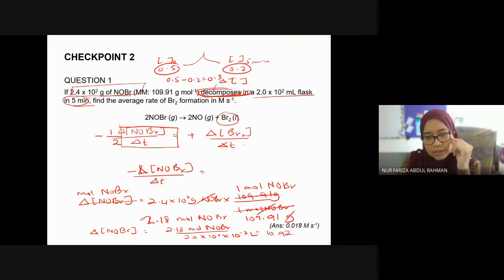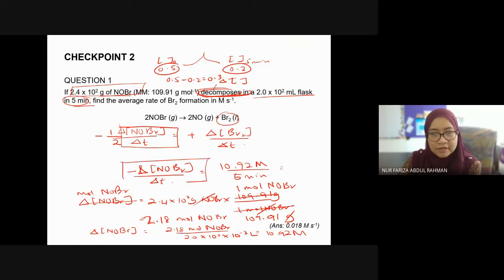10.92 is the molarity for NOBR. So this one is equal to 10.92 molarity divided by 5 minutes. This is already delta NOBR. Delta T is 5 minutes. So you divide these two and you will get this one. Make sure when you translate that, you have this negative sign because it decomposes, it is a reactant. So when you translate this, it is already inclusive of the negative sign.